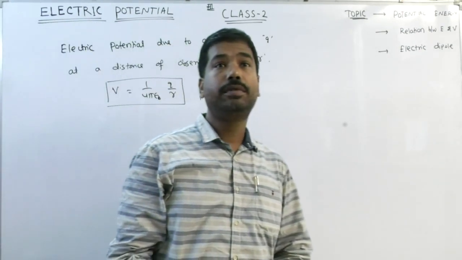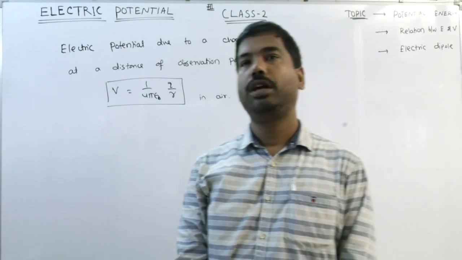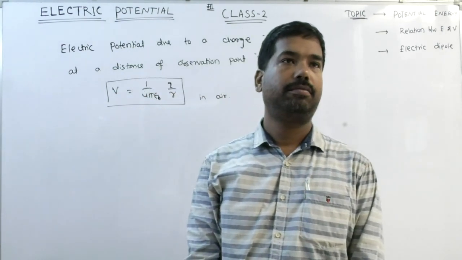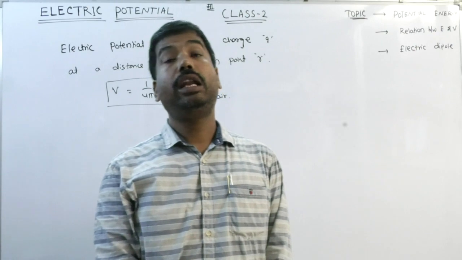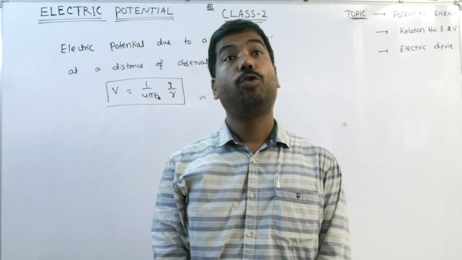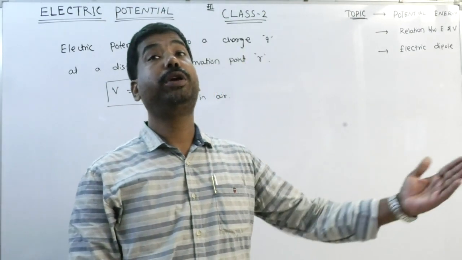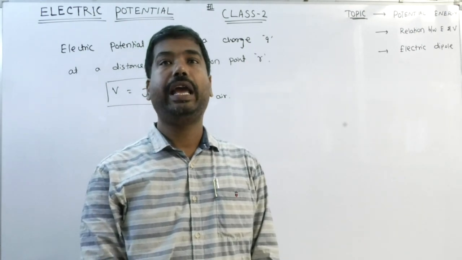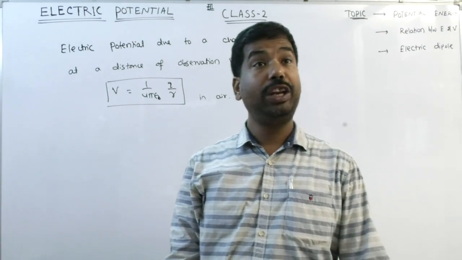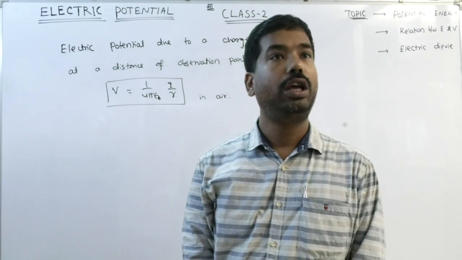That is, electric potential is qualitatively explained as the quantity that determines the direction of flow of charge. Clear? Here, electric potential is a scalar quantity, but it gives the direction of charge flow. Then, quantitatively it is defined as the amount of work done in bringing a unit positive charge from infinity to that point without acceleration against electrostatic force. It means when a unit positive charge is brought from infinity, it is called electric potential.